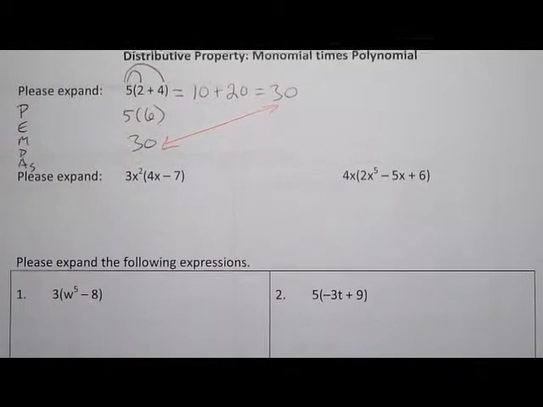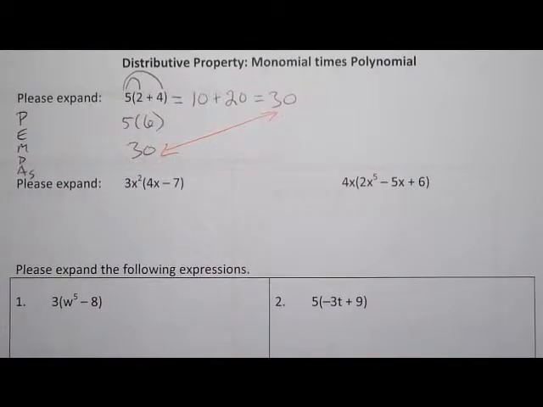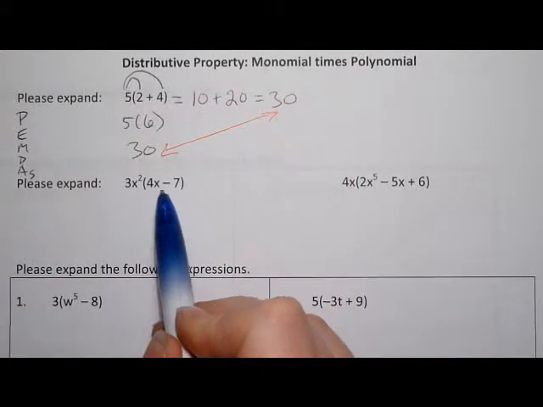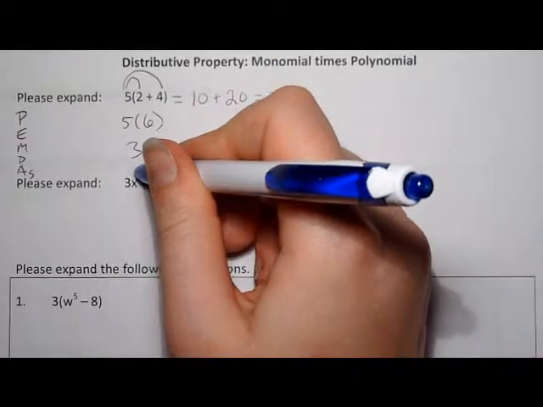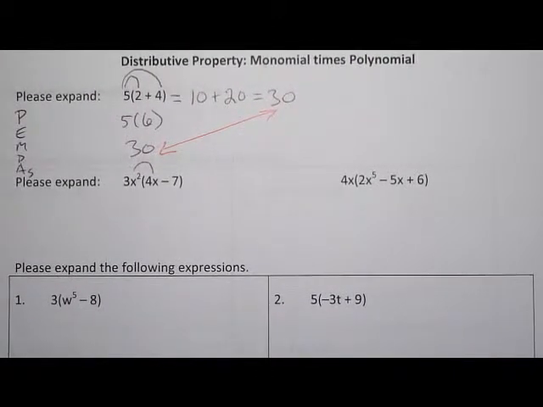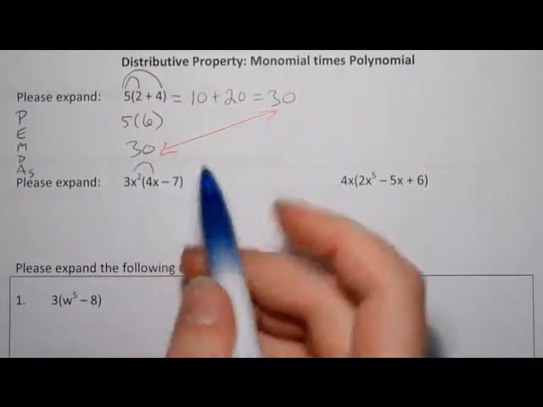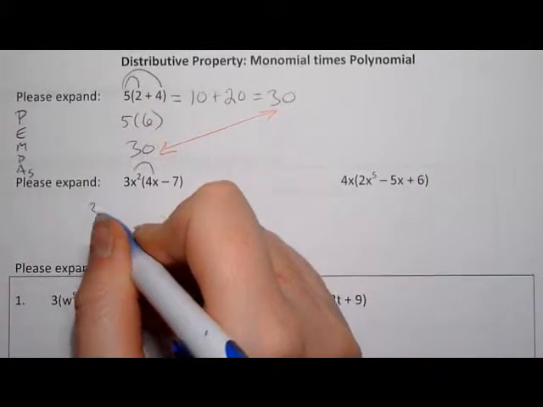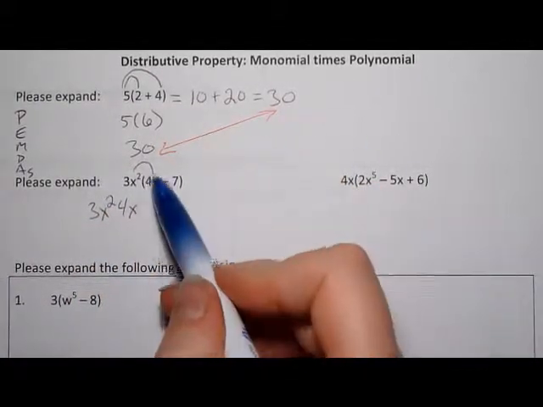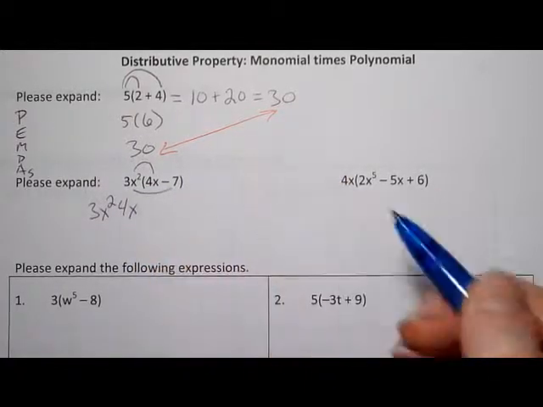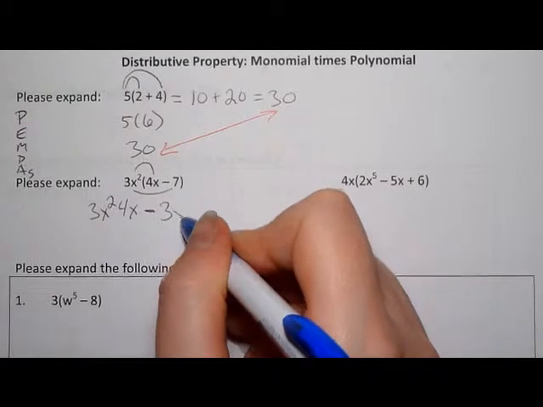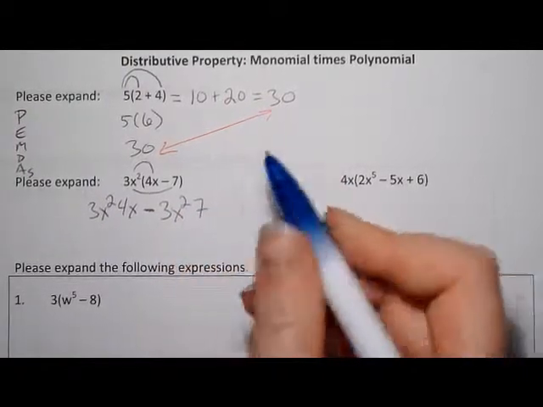Now let's use it with variables. If I have 3x squared times 4x minus 7, I'm going to distribute my 3x squared to the 4x, so 3x squared times 4x, and then I'm going to distribute my 3x squared times the negative 7. So this is going to be negative 3x squared times 7.